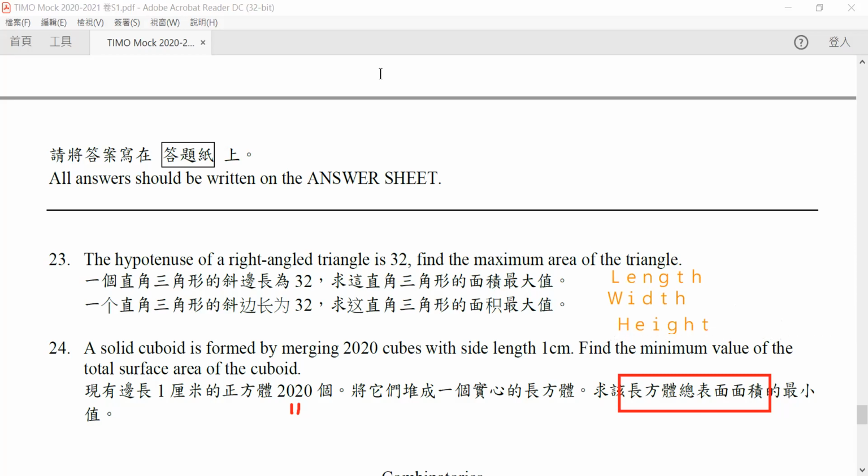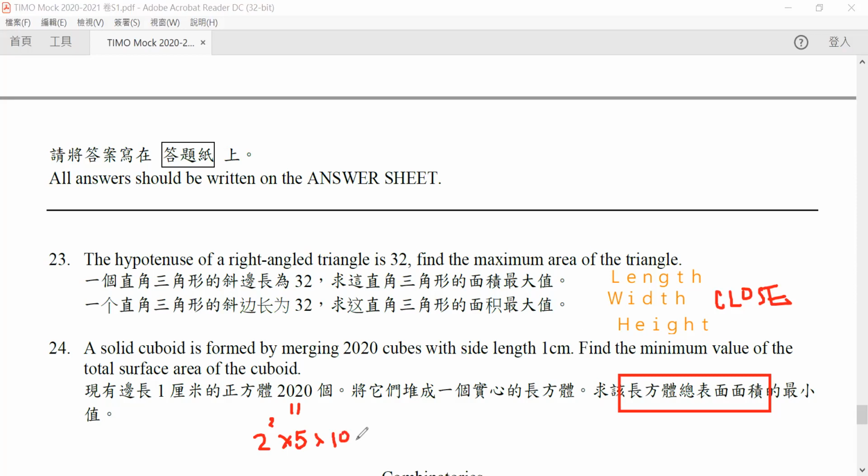It must be close together. So, we know that these three numbers must be multiplied to 2020. But what is the factorization of 2020? It is equal to 2 to the power 2 times 5 times 101.